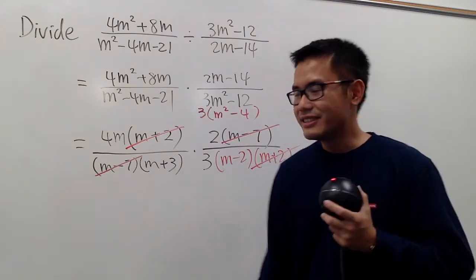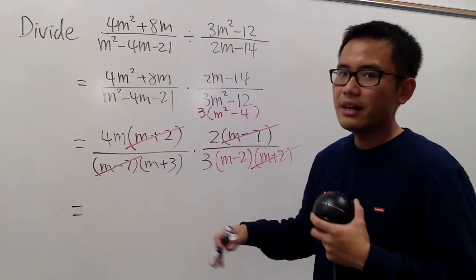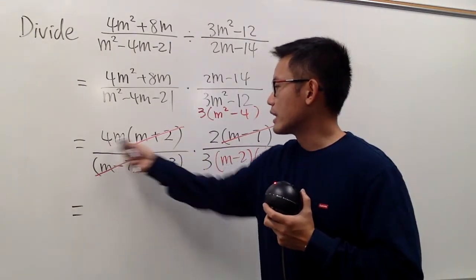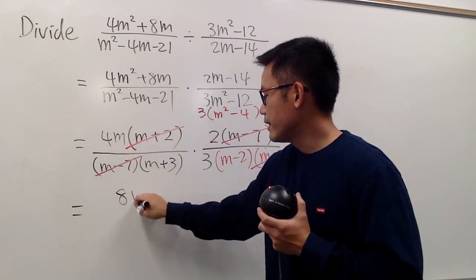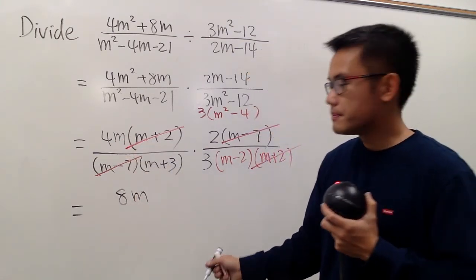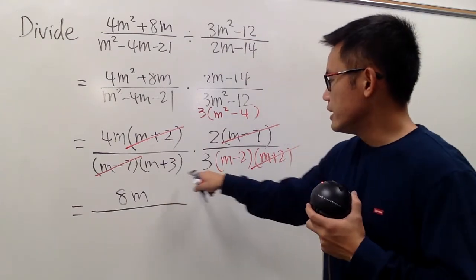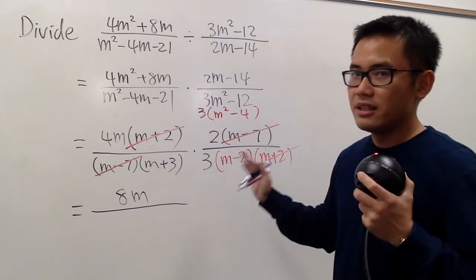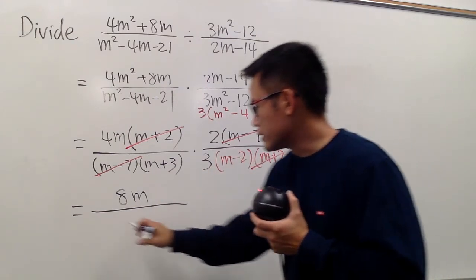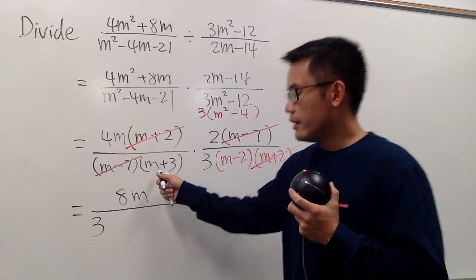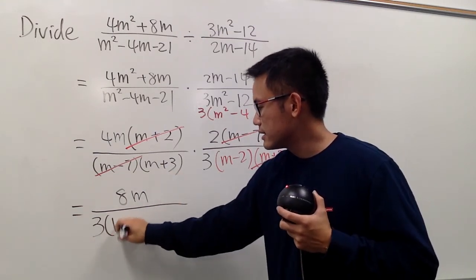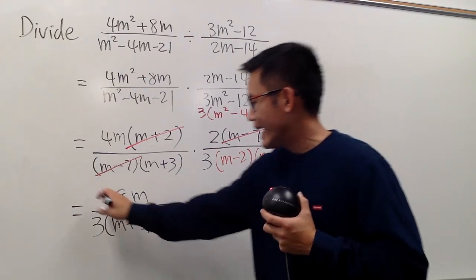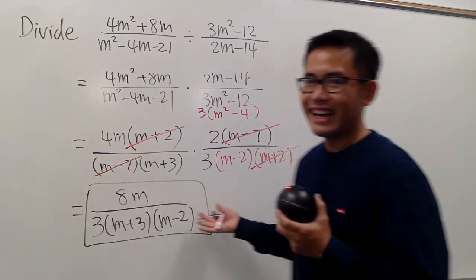At the end, here's the answer. We multiply the top together and then multiply the bottoms together. 4m times 2. 4 times 2 is 8. And then we keep the m like this. And this is what we have on the top. And on the bottom, you see we have this times that. You don't have to multiply it out. You can just keep it in the factored form. We will write down the 3 first though. So 3 goes here. Next, we have the m plus 3 like this. And lastly, we have the m minus 2. And we are done like that. That's it.